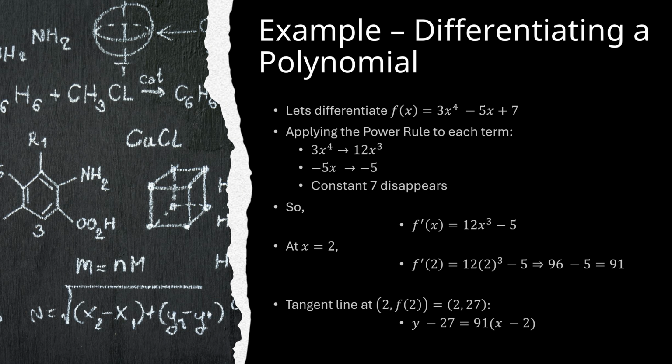Now we can calculate the slope at x is equal to 2 by putting the value 2 in place of x. So f dash 2 is equal to 12 times 2 cubed minus 5, that is equal to 96 minus 5, which is equal to 91. The tangent line at the coordinates 2, f of 2 is equal to 2, 27, which gives us the equation of the line. That is y minus 27 is equal to 91 times x minus 2.